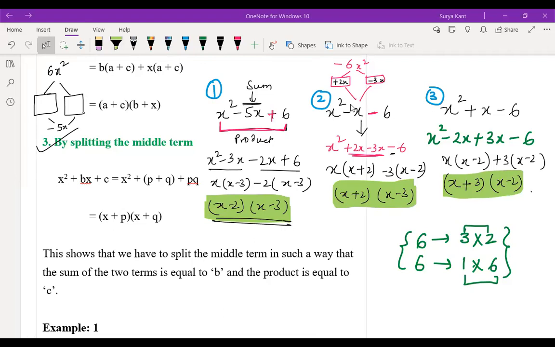Yes, sir. Okay, which answer are you saying now? First, second, or third? Third, sir. Okay, the answer is x plus 3 and x minus 2. It's correct. Yeah, Sai Charan, tell me what you are saying. Sir, nothing, sir. In the middle it got stuck. The screen was not working. All right, all right.